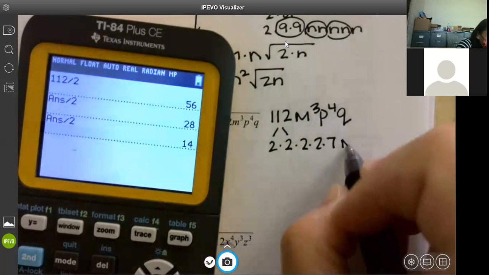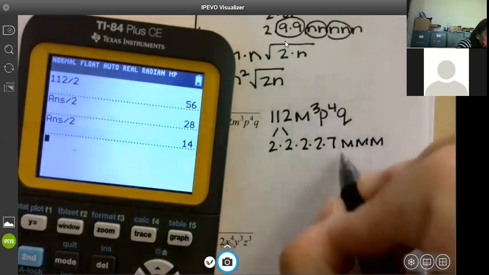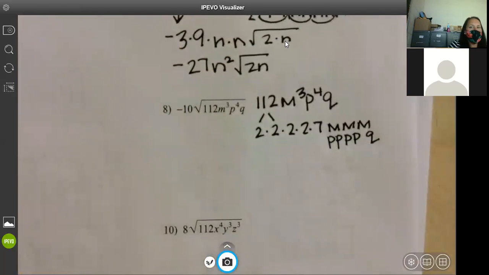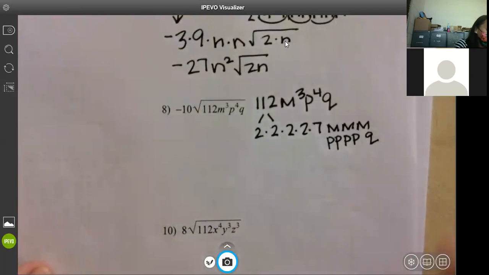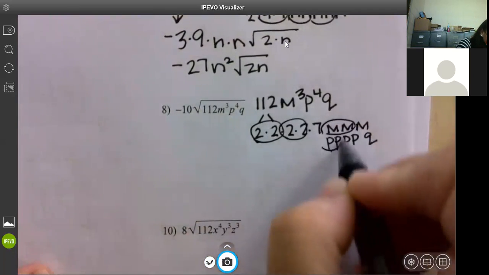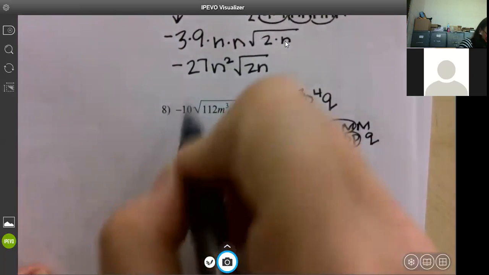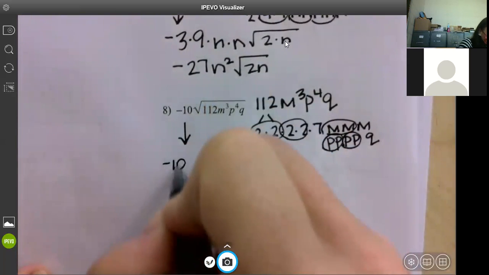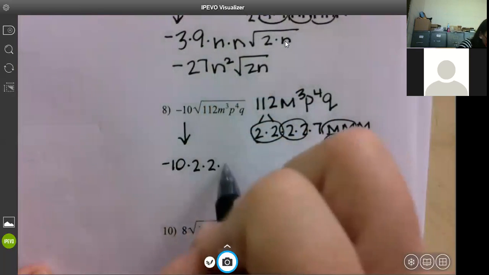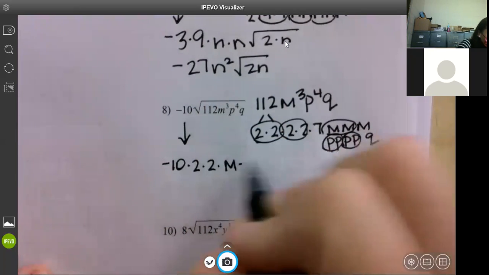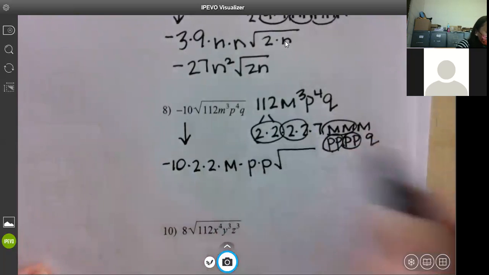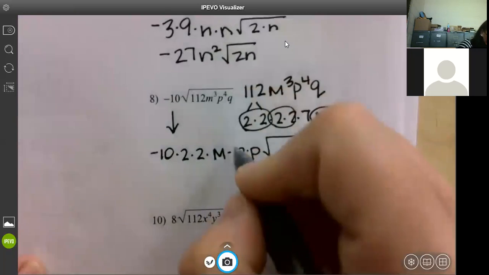We have 3 m's, 4 p's, and a q. What do we have pairs of? 2 2's, 1 m, and 2 p's. Bring down -10. We had 2 2's. We had 1 m, 2 p's. And what did I leave not circled? 7, m, and q.